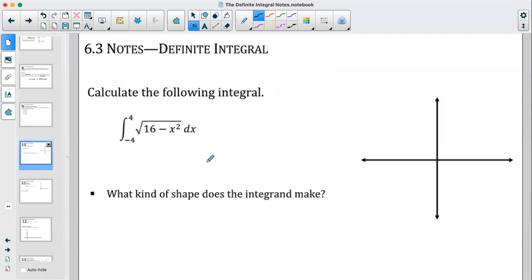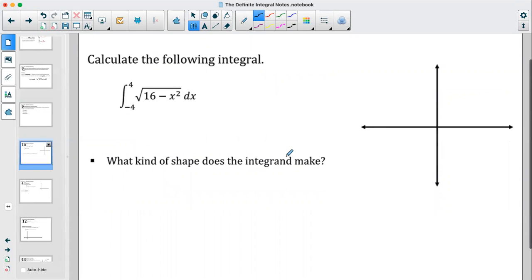So here's an example. Calculate the following integral. I don't know what that thing looks like. So sometimes you think about what the shape of the integrand is. What does this function represent? Let's say this is y, some function f of x, since we often call y the same as f of x. Let's say this thing is equal to y.